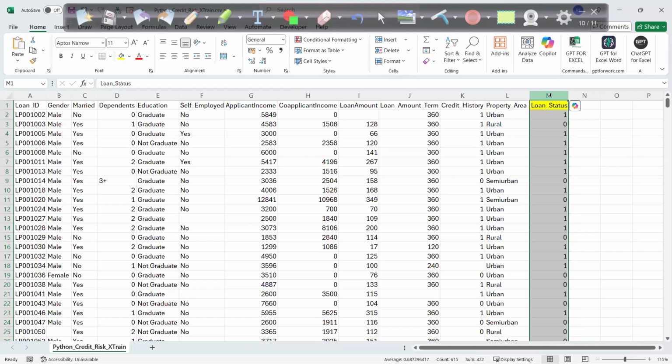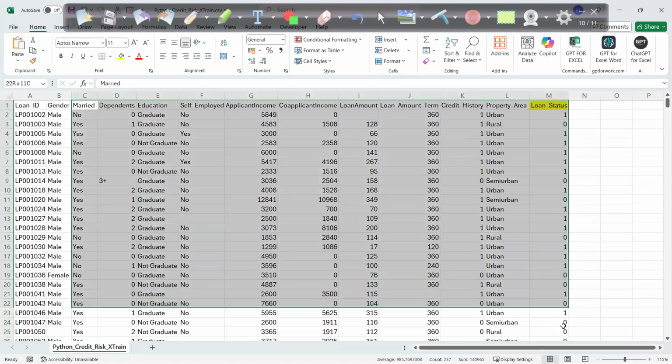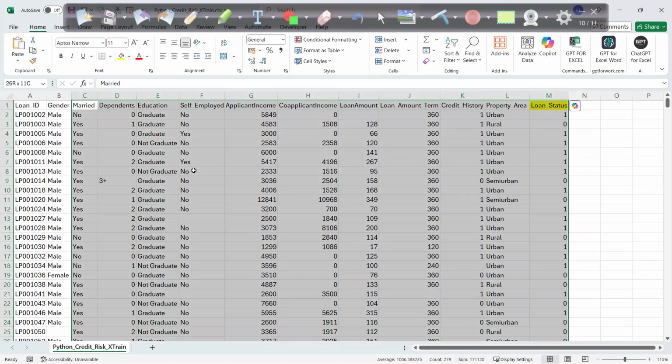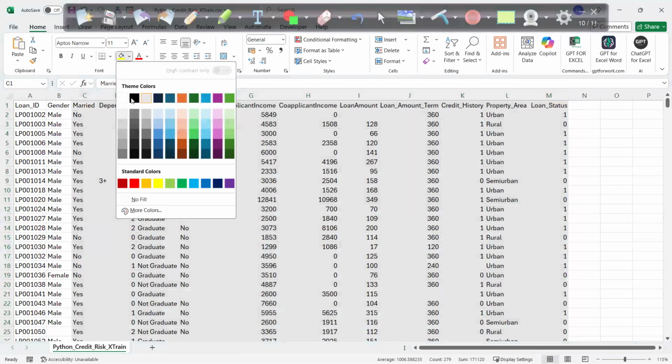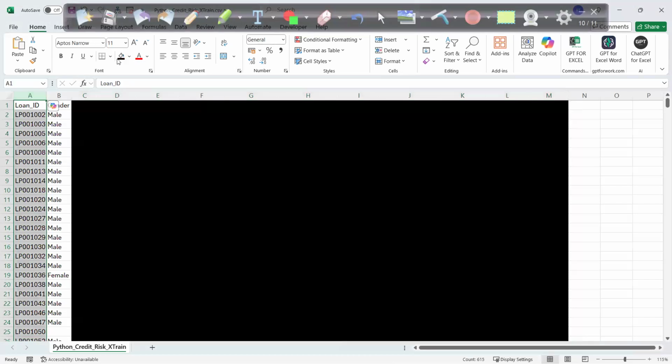But as of now, I will just be checking how many males or females are there. As of now, let's ignore the loan status column. I have only the gender column, right? Whatever other columns you have, let's just ignore them. I only have this gender column.